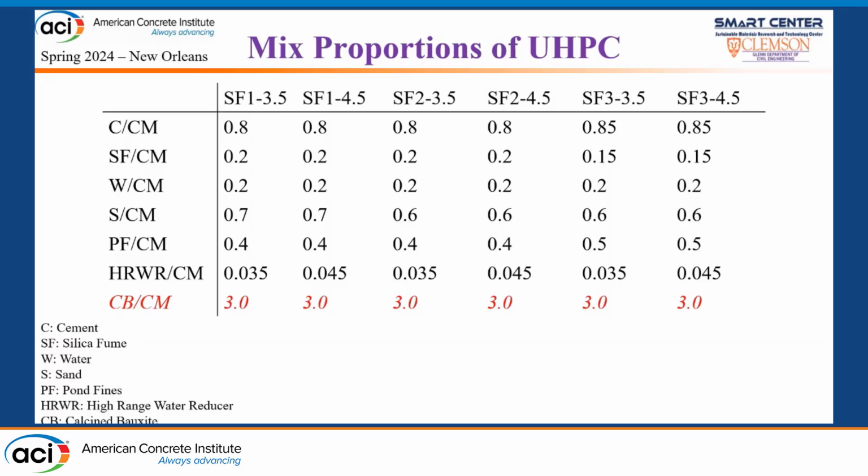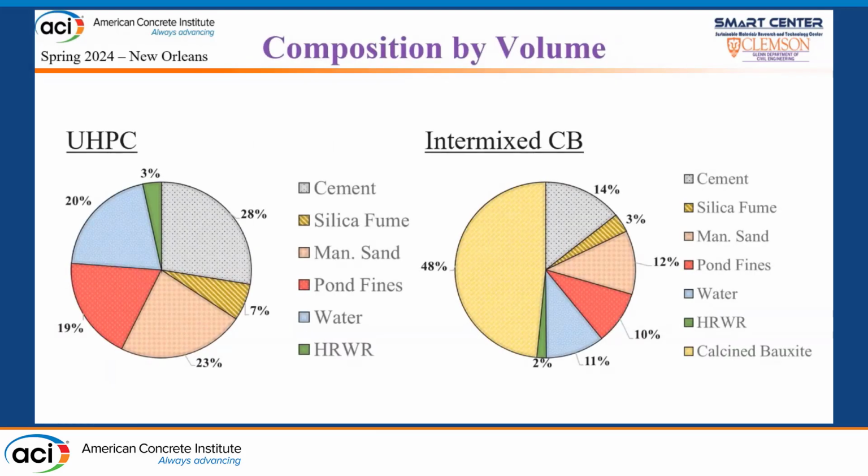Finally, there's a final variable that will be kind of left versus right on this presentation, which is our calcine bauxite to cementitious material ratio. And that was controlled at 3 to make sure that we have a dense matrix, essentially simulating hand broadcasting when we're intermixing. And for that, we can kind of see the 2 different ways that it works out in terms of volume.